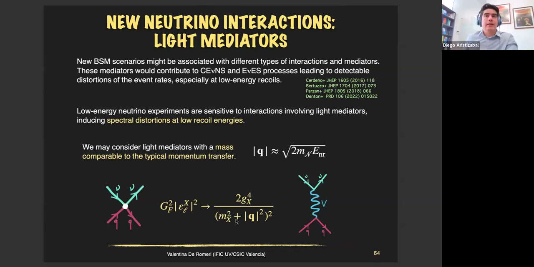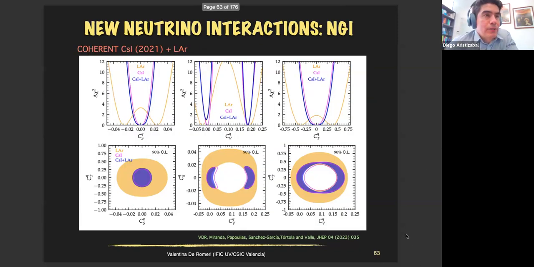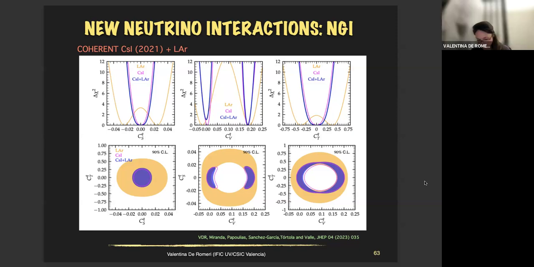Okay, Valentina, then can I ask something regarding this fit? So, as you said, the combined analysis is mainly driven by the cesium-iodide data set. So liquid argon is playing a minor role. What is the reason for that? Because of the statistics, or because of the data quality? I think at present it is just statistics.